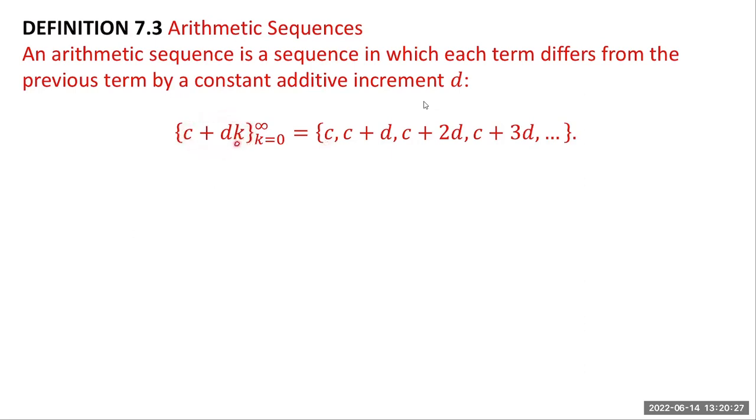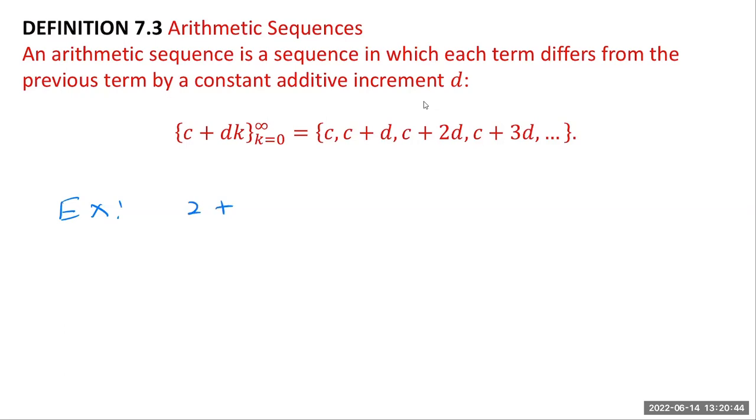And then if you plug in k is equal to 1, d times 1 is d, C plus d. To get the next term, you plug in k is equal to 2. That will give you C plus 2d, and so on and so forth. Okay. Here is an example of an arithmetic sequence.